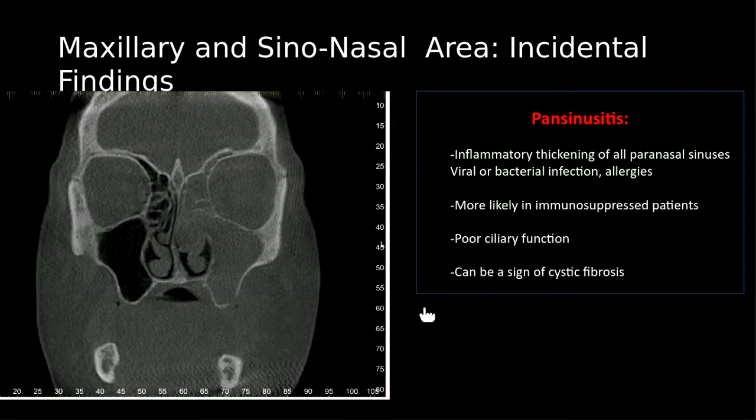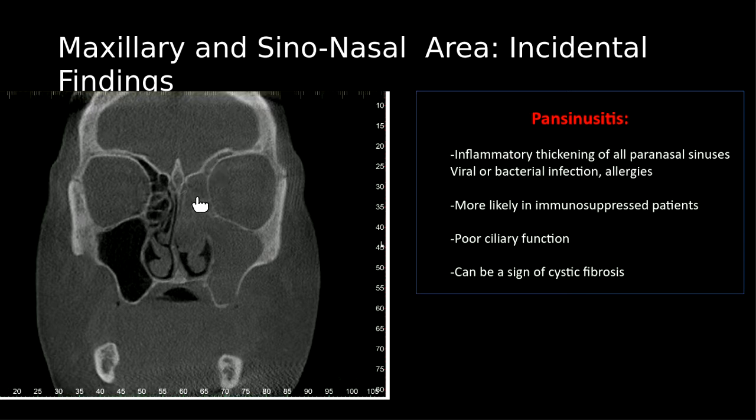And another thing we talk about is maxillary sinusitis and the sino-nasal area, the paranasal sinuses. In this case, this is a coronal view where you can see the sinus inflammation, the lesion in the maxillary sinus, also in the ethmoidal sinus, as well as in the frontal sinus.